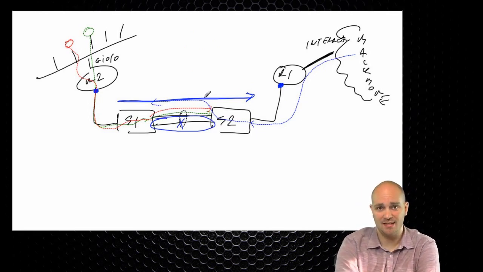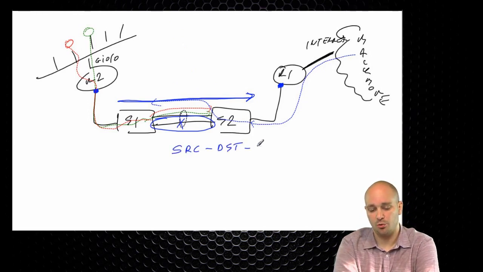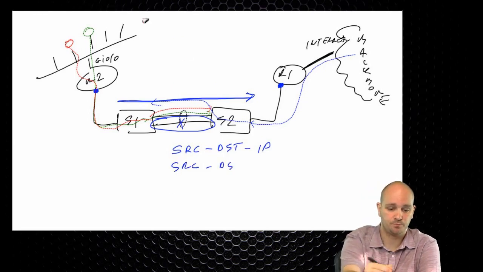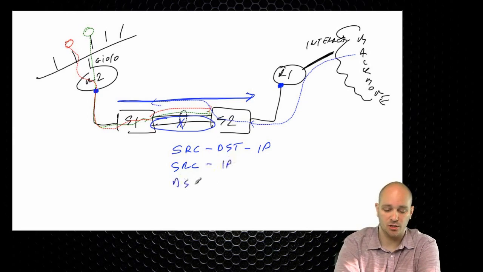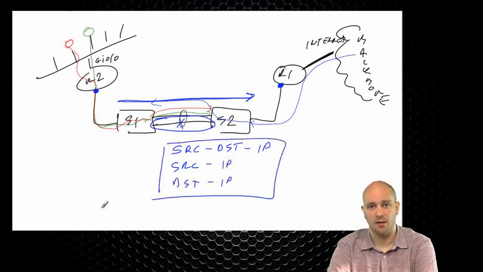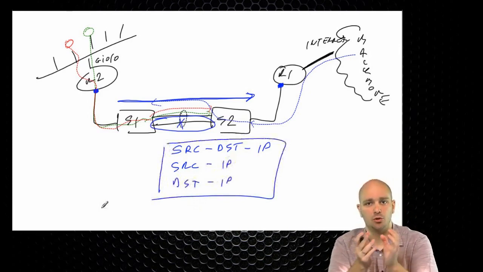So in this case, it would make perfect sense to change the load balancing mechanism to source destination IP, or just source IP, or destination IP. But anything to do with MAC addresses simply gives us very little seed to go under. It gives us very little entropy.